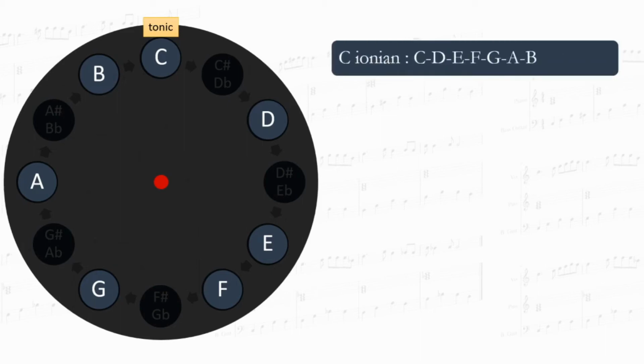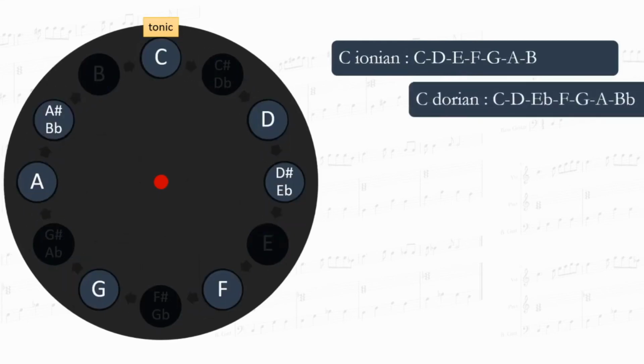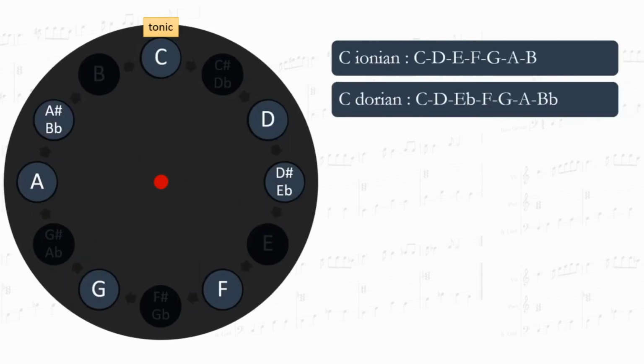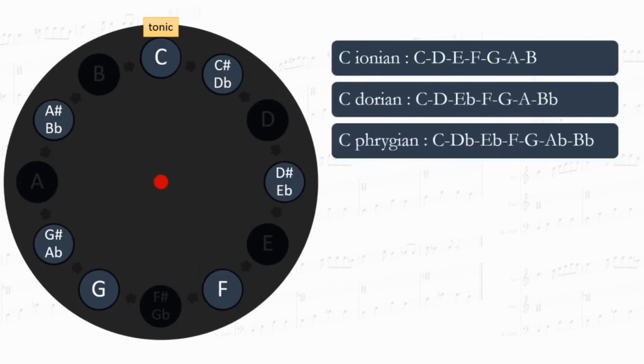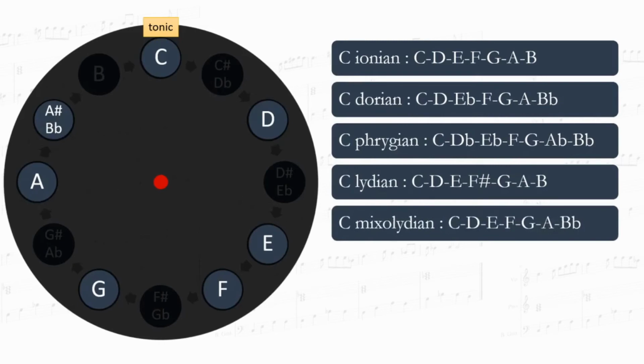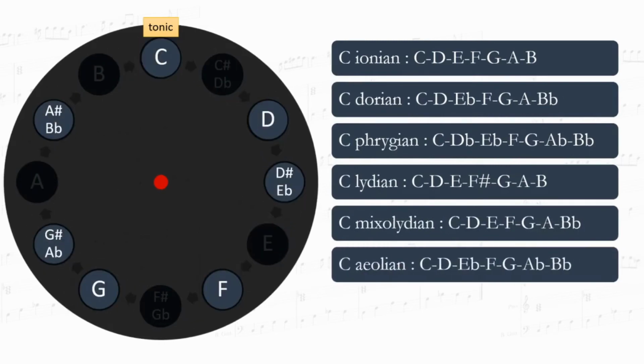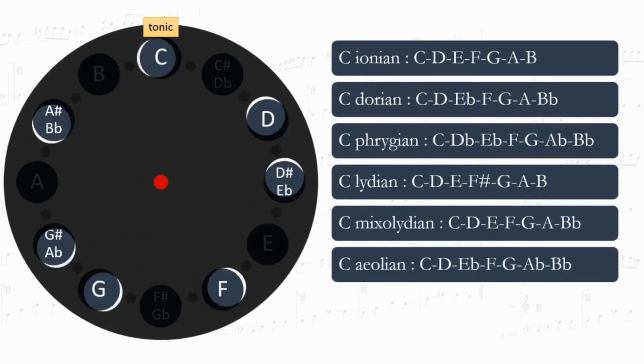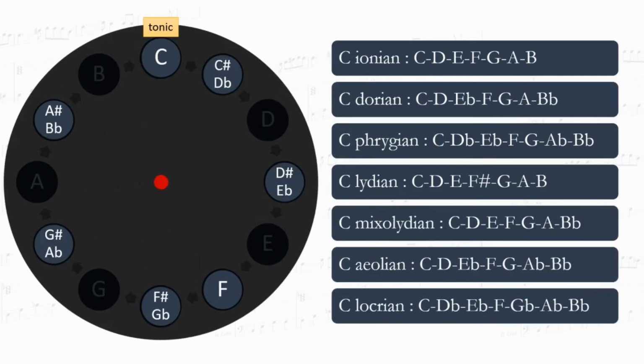So, C Ionian, C Dorian, C Phrygian, C Lydian, C Mixolydian, C Aeolian, and C Locrian. Now with this list, it's easier to visualize the difference between the modes.